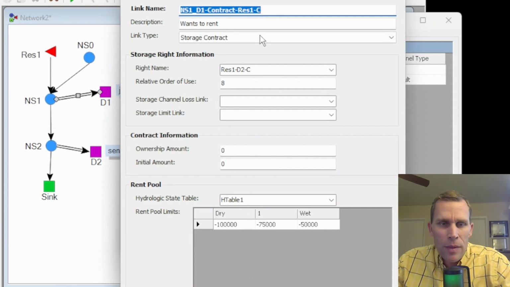And then down below in the rent pool, what I have is the same hydraulic table, H table 1, but for dry, average, and wet, I have negative values. And they're also decreasing in magnitude, which probably makes sense.